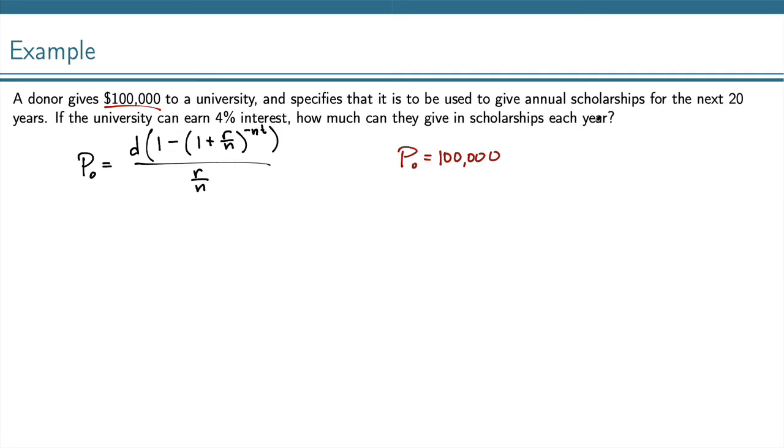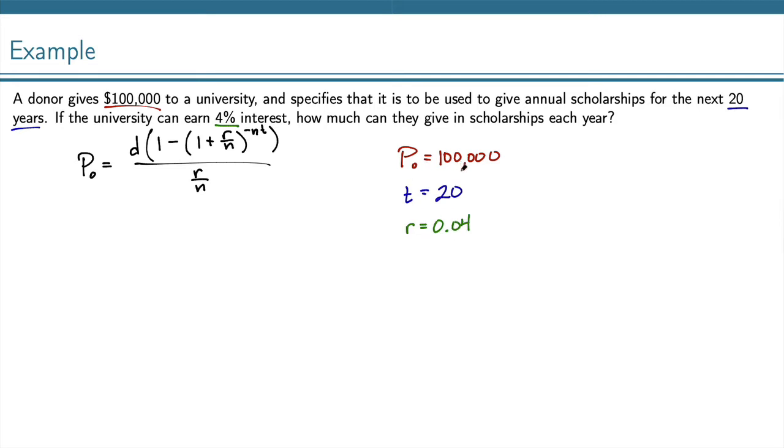Then we have 20 years. We're paying out for 20 years, and that's the length of time that we're taking money out of the account, and that's T. So T is equal to 20. Next, we have 4% interest. That's our interest rate R. So that's, in decimal form, 0.04.